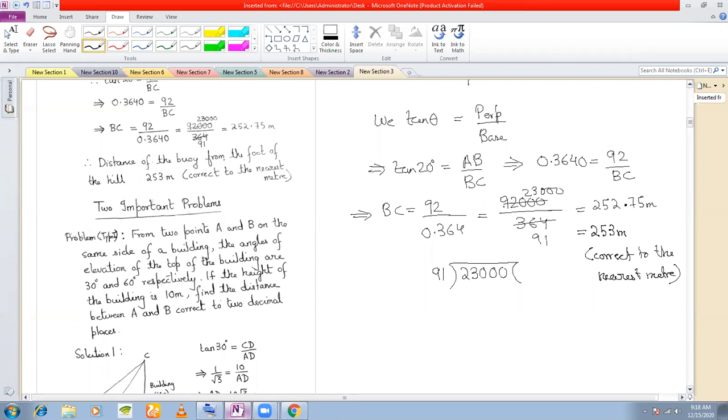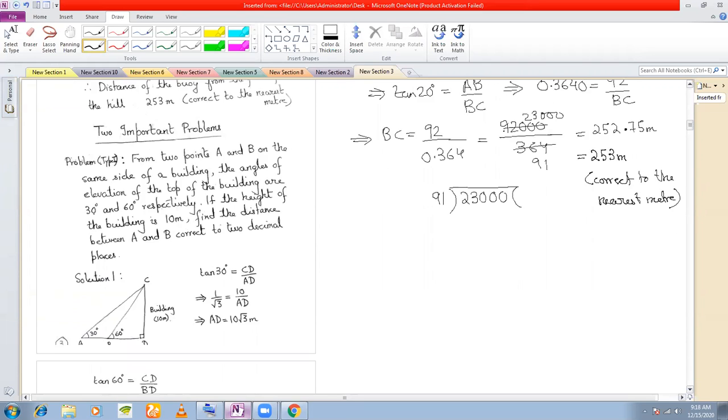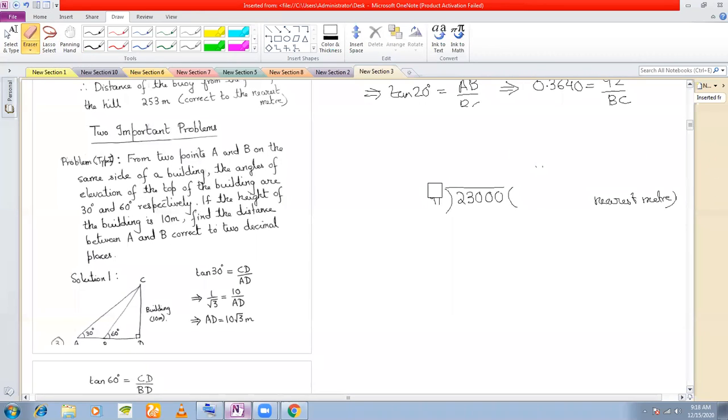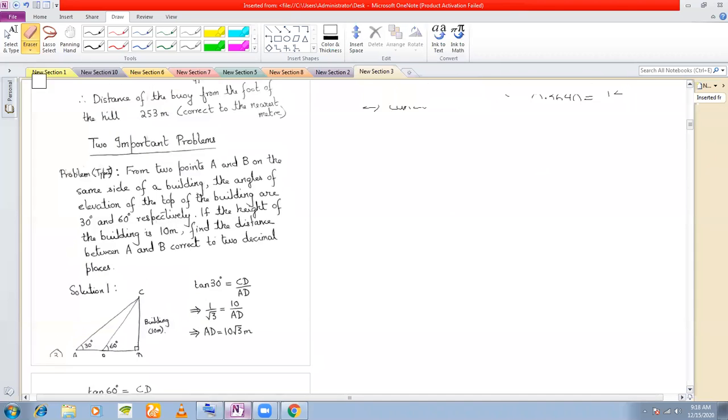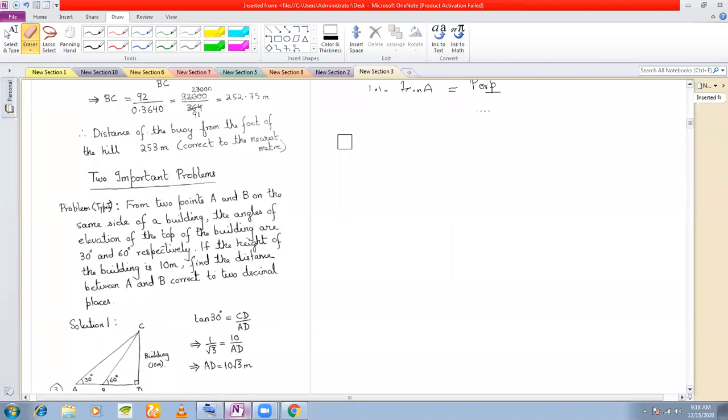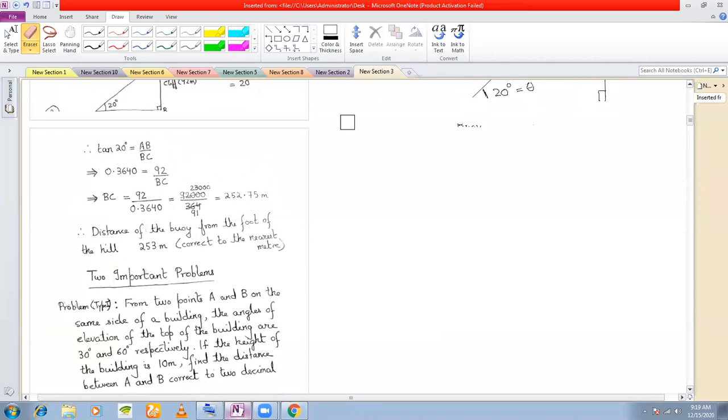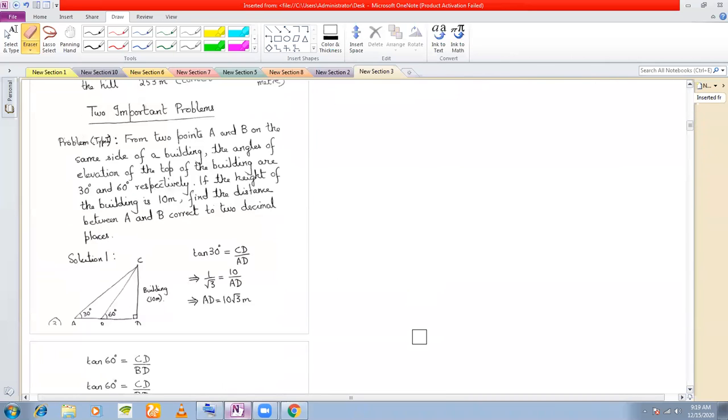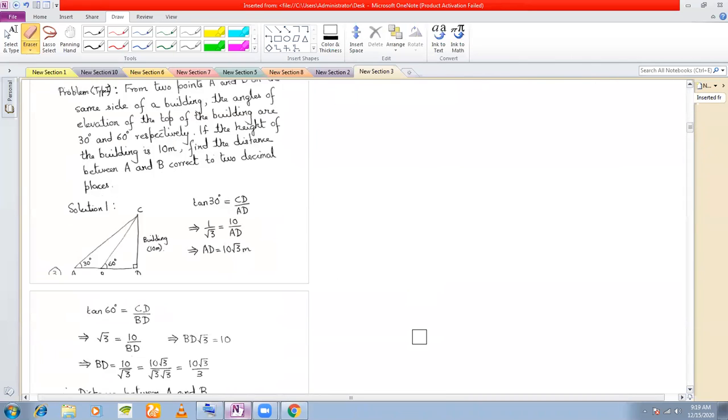Any questions till this part? Now we come to two very important problems here. In fact, 90% of the problems from heights and distances will be based on these two figures. So if you understand these two problems well, you will be able to understand most of the problems from heights and distances. Look at this problem.